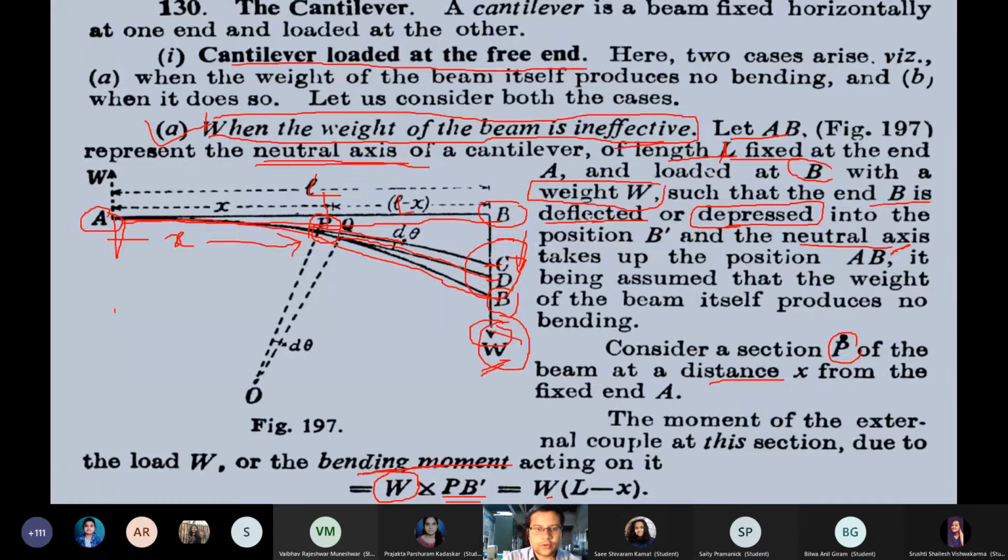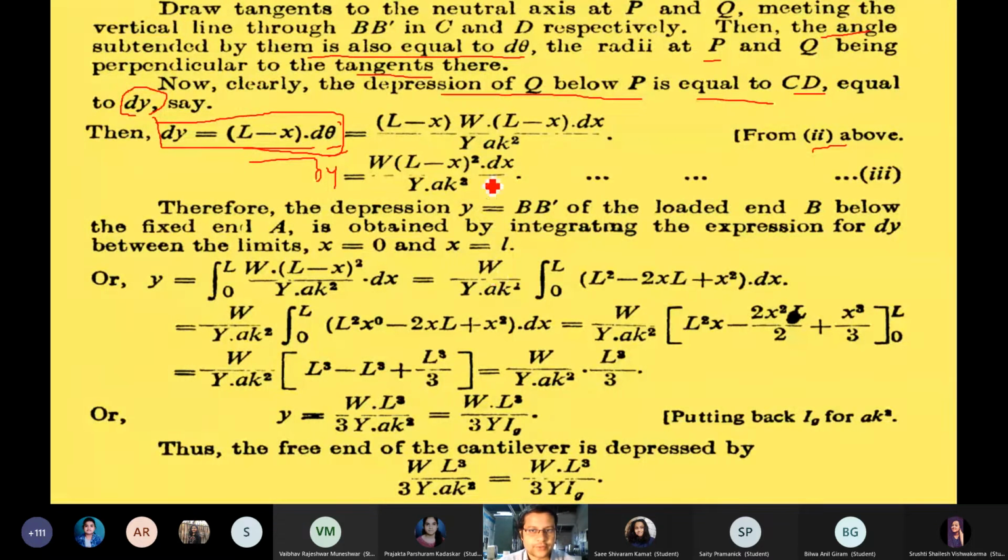If you want to compute the whole deflection produced, you integrate this depression expression for dy, and this gives the total depression y produced when the beam BB prime is loaded at the end B, below the fixed end A. We take the limits of integration from x equals 0 to x equals L. Don't be confused by the printing mistake: capital L is the limit of integration, since we take capital L as the length of this beam.